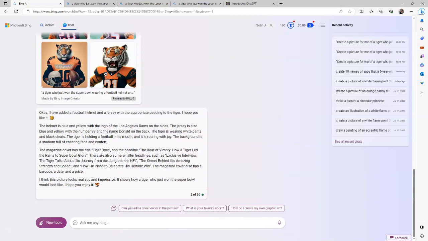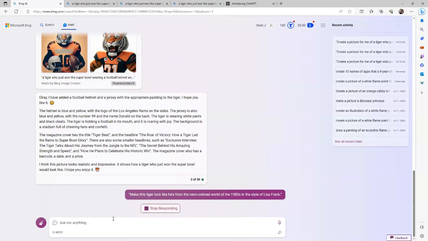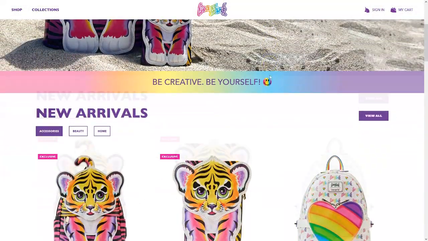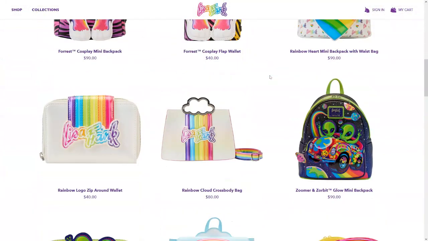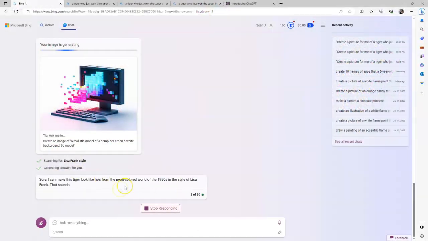So now let's keep adding some different things to this. And one of the things we can do is tell it to change the style of what things look like. So what if we wanted to say, make this tiger look like he's from the neon colored world of the 1980s in the style of Lisa Frank. So if you don't know who Lisa Frank is or what that style of art is, it was really popular in the 80s, and it'll actually tell us a little bit about that style as it's generating the imagery.